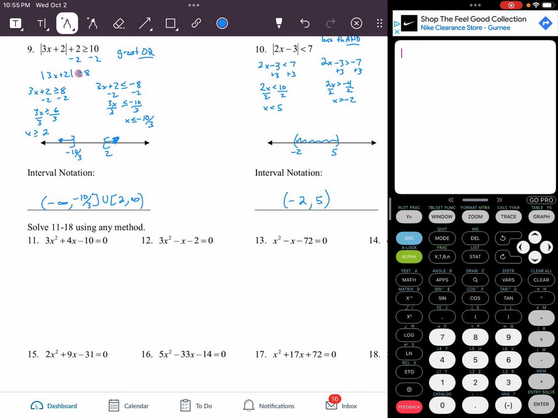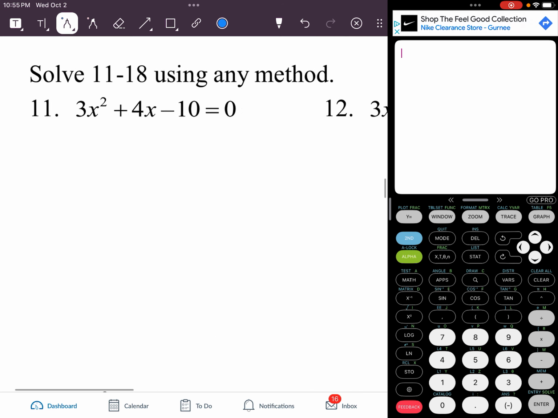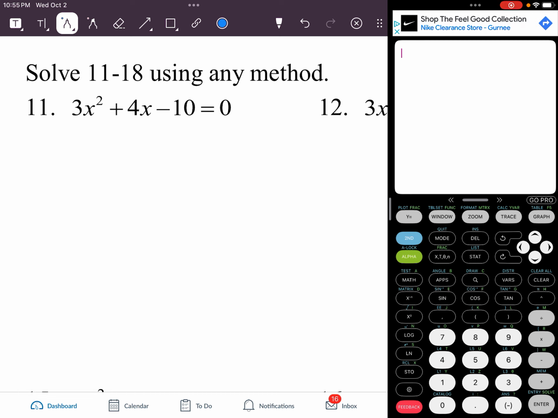Next, we're moving on to quadratic equations. Okay, so we're going to solve this using any method. I'm going to show you the most efficient methods to use for each one of these. So this looks like a factoring problem. 3 times negative 10 is negative 30. Two numbers that multiply to be negative 30 and add to be 4.